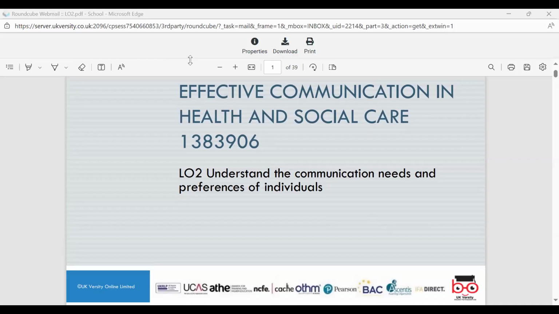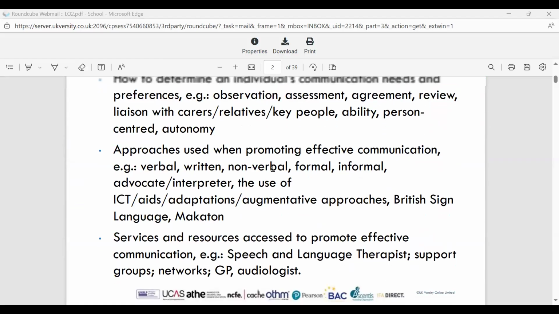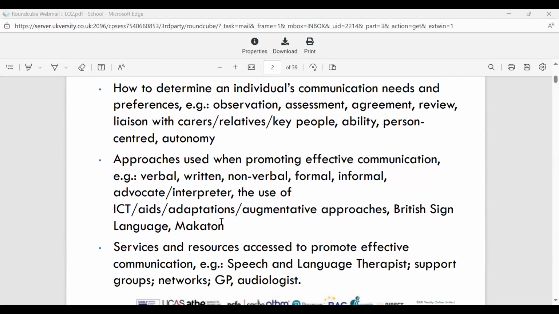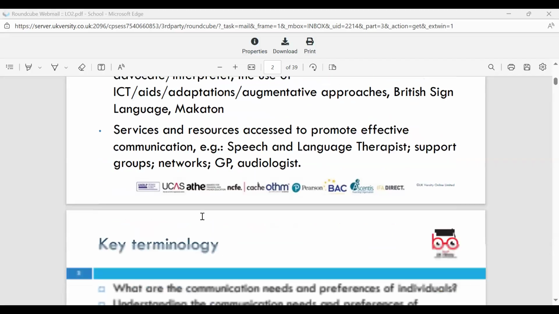We'll also be looking at why people communicate differently. We look at how to determine an individual's communication: the indicative content, preferences, assessment, agreement, and approaches used when promoting effective communication. Again, we'll look at the different types of communication, different forms of communication where they use aids, and different services and resources that provide effective communication, like therapy and support groups.